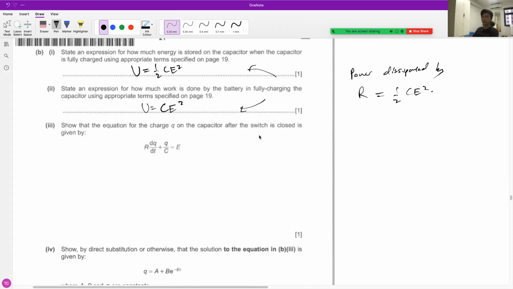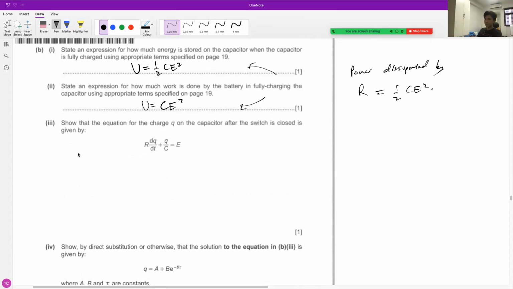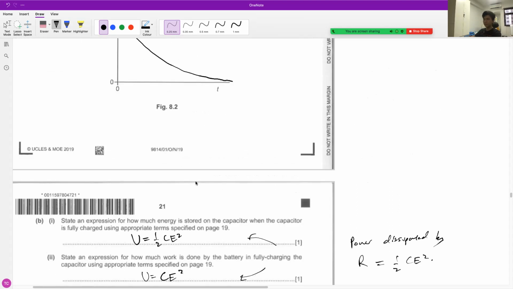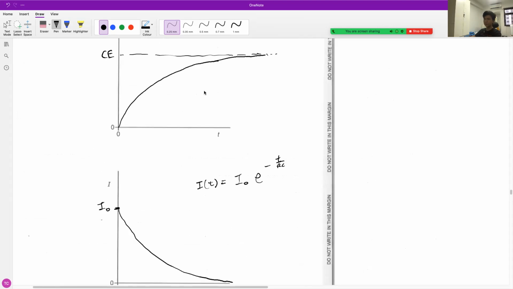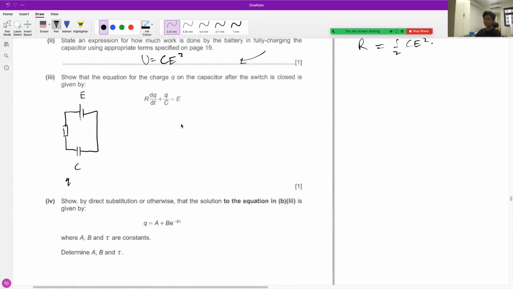We have Kirchhoff's law. Let's redraw the circuit over here because I don't want to scroll all the way up. So this is your battery, then this is your capacitor, and let's put charge Q on the capacitor. This is actually a derivation for this graph over here, which I didn't go through just now, but we'll go through now. So how do we go about doing it?